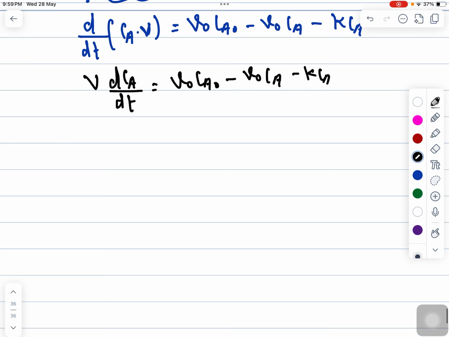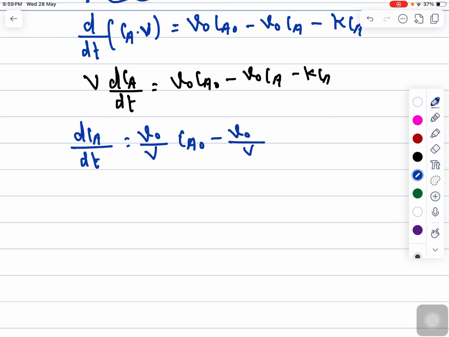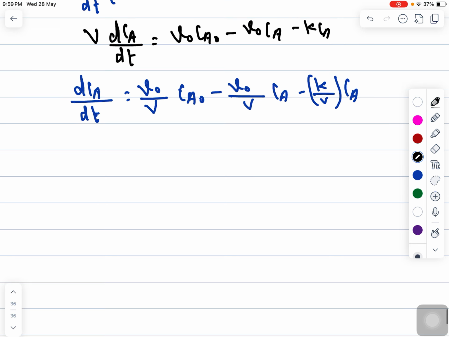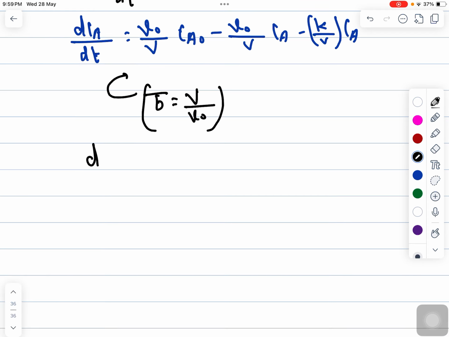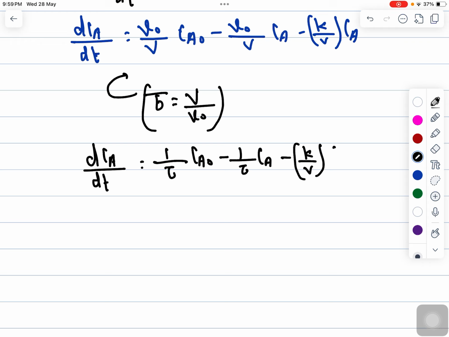Is that clear? So now we'll divide both sides by V, and we'll get dCa/dt equals V naught divided by V times Ca naught, minus V naught divided by V times Ca, minus K divided by V times Ca. And I have already discussed what tau is. Tau is the space time, V divided by V naught. So if I substitute these things in the above equation, I can write dCa/dt equals 1/tau times Ca naught minus 1/tau times Ca minus K/V times Ca.